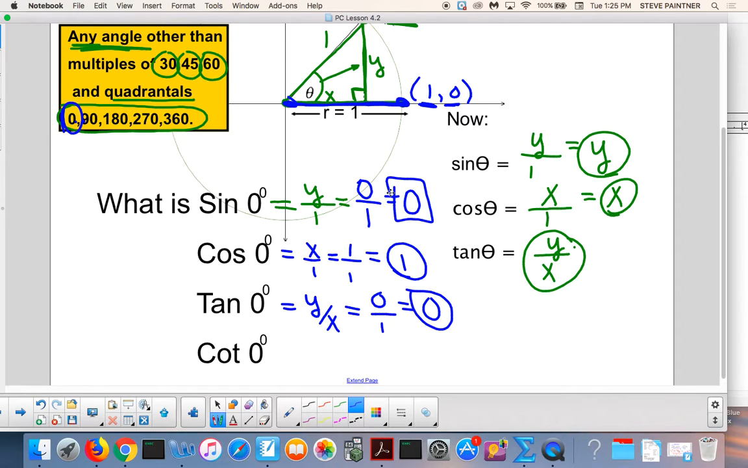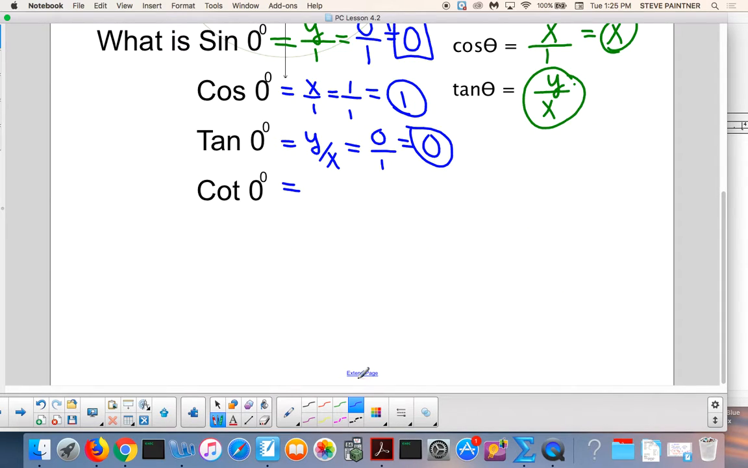What's cotangent of 0 degrees? That's going to be what over what? X over y. Better yet, flip this, 1 over 0. Answer? Hey, guess what? There is no answer. It's undefined. Do you know that we're going to graph all these? So if you graph cotangent and you plug in 0 degrees, you get that answer. There's no answer at 0.